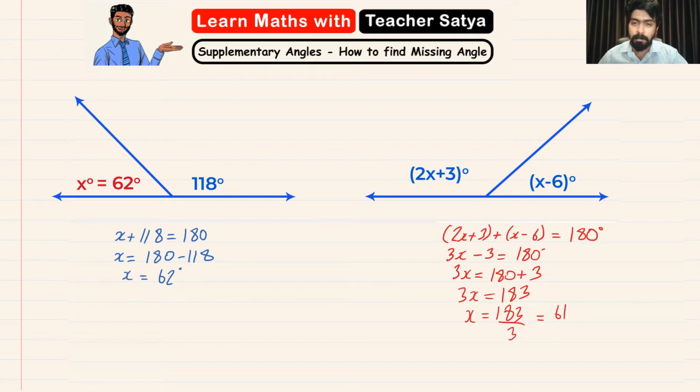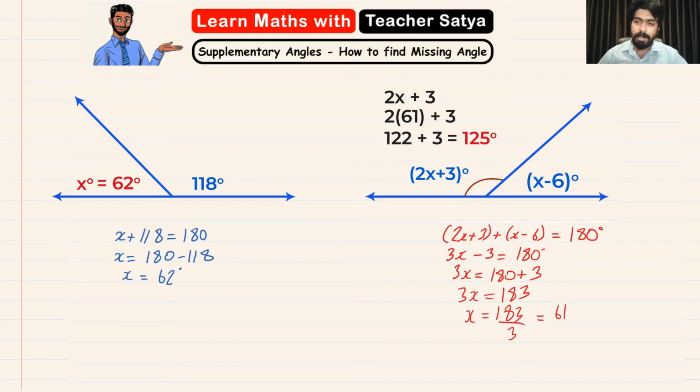So let us substitute the value of x in this angle. The first one is 2x plus 3. So what we have is 2 multiplied by 61 plus 3, and 2 times 61 is 122 plus 3, which is equal to 125, right guys? So this angle right here would be 125 degrees.